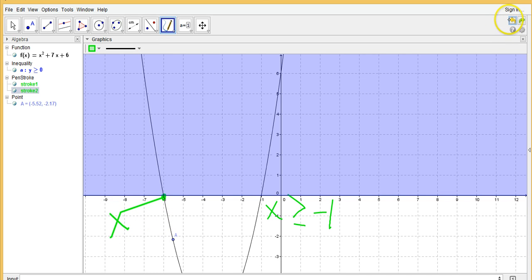Sorry about that. Come on, okay, x is less than or equal to negative 6.